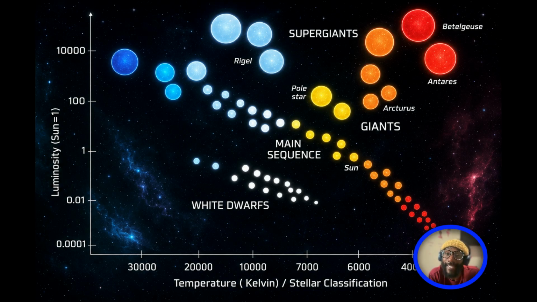Star color is connected to temperature. Blue stars are the hottest. White and yellow stars are in the middle. Red stars are cooler. This may feel a bit backwards because we're often thinking of red as hot and blue as cold. But with stars, blue means hot and red means cold. So on the HR diagram, blue stars are usually on the left. Red stars are usually on the right. That is one of the easiest ways to read the HR diagram quickly.